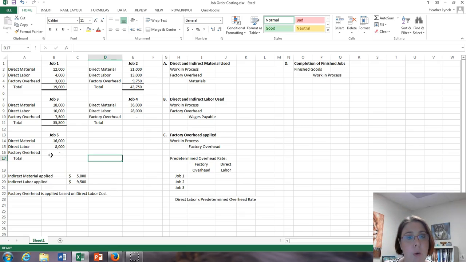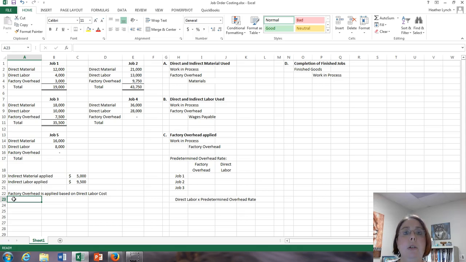Some other information that we need to know is that indirect material applied was $5,000 and indirect labor applied was $9,500, and this company applies factory overhead based on direct labor cost. Now that can vary, so you have to read the story problem or any type of problem to see how they're going to apply factory overhead.